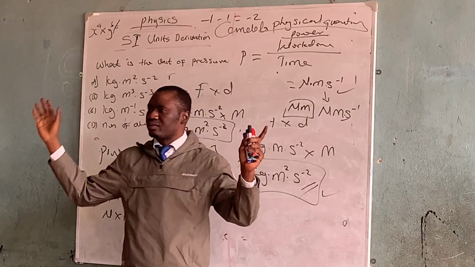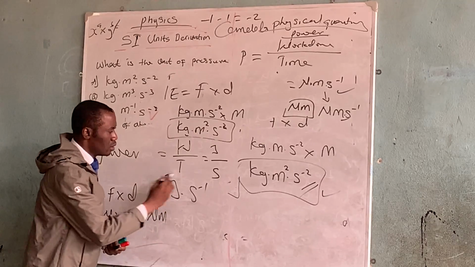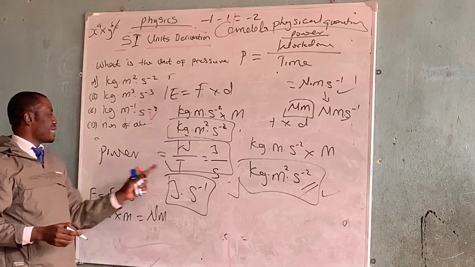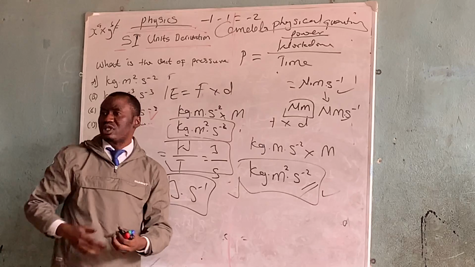Alright, any other question? Yes. Which one? This one? This is work done over time. Power is work done over time, joules over seconds. Any other question?